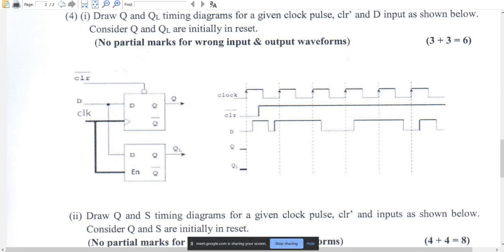Is it okay? So can we conclude that latch is level triggered and flip-flop is edge triggered? Yeah, you can do that. You can take it that way. Okay.